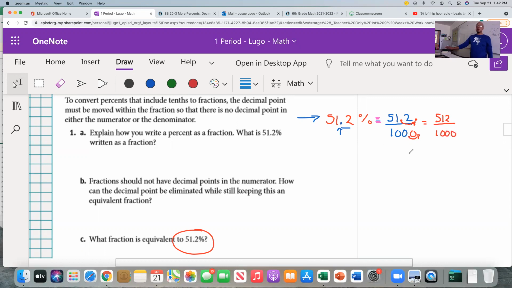Now, how is that possible? How is it that 51.2 out of 100 is the same thing as 512 over 1,000, before I even try to simplify this? Well, think about it this way. Isn't it true that 1/10 is the same thing as 10 over 100?